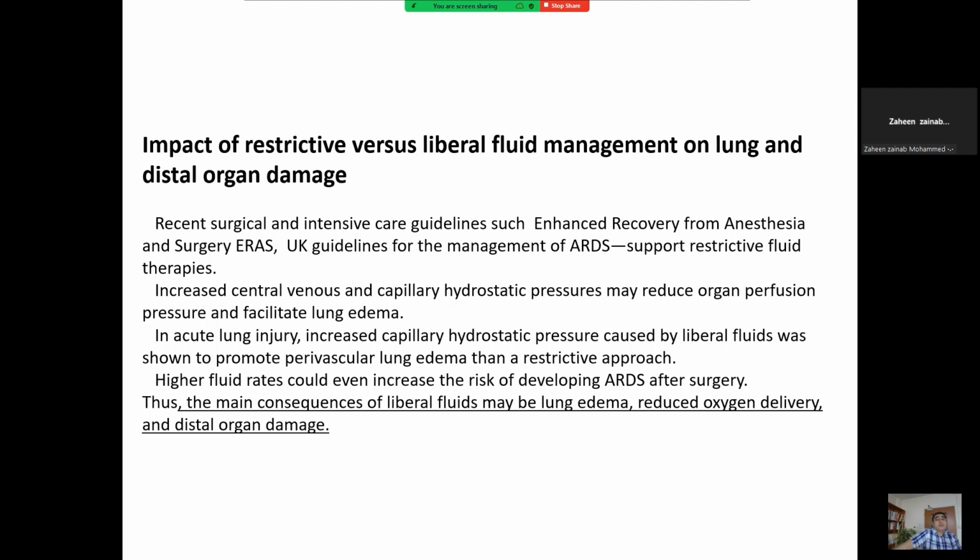Impact of restrictive versus liberal fluid management on lung and distal organ damage.